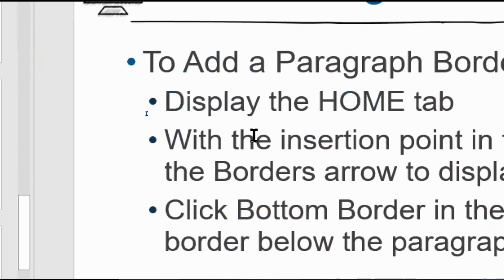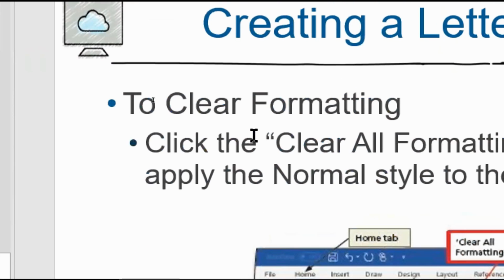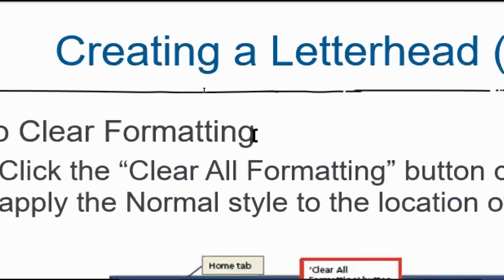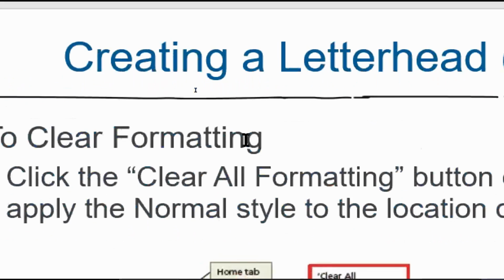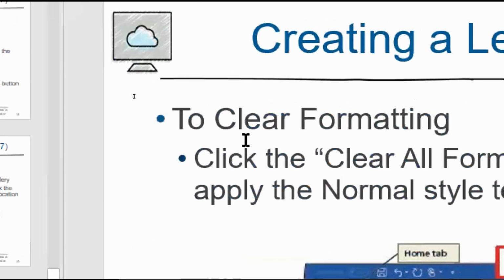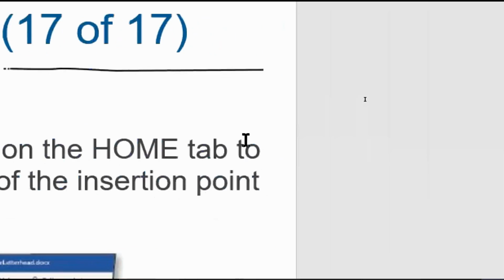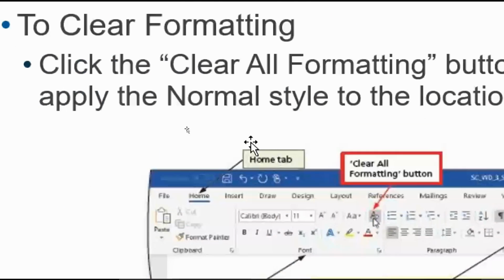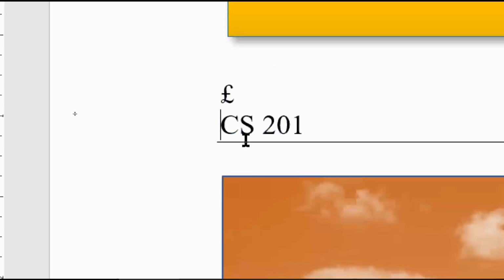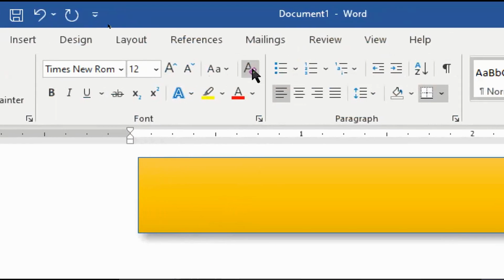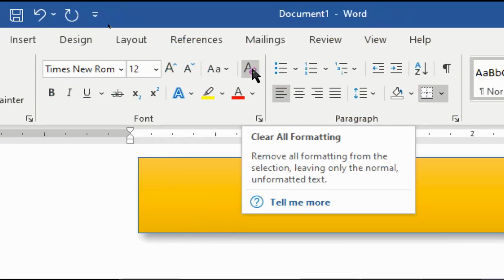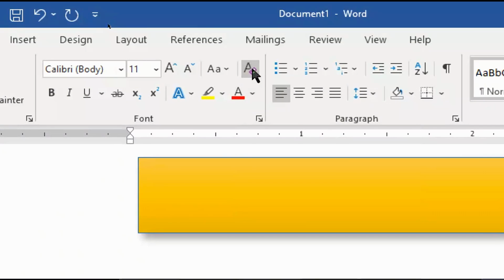And moving on to the next slide. To clear our formatting, this is our last one on the letterhead steps. All we have to do is find the Home tab, the Clear All button. And we've got this selected still, so we're going to come up here, and at the top right of the font section of the Home ribbon, clear all formatting. Click that, and it's gone.